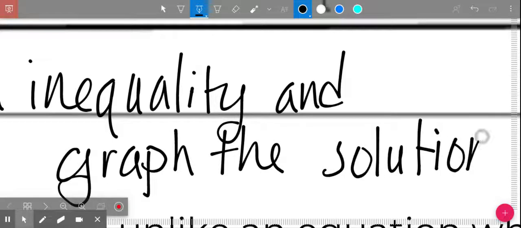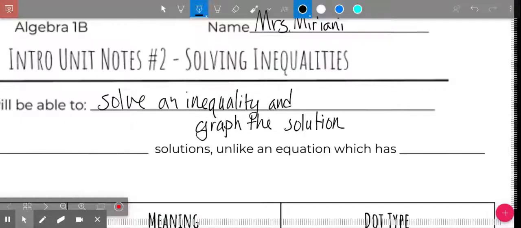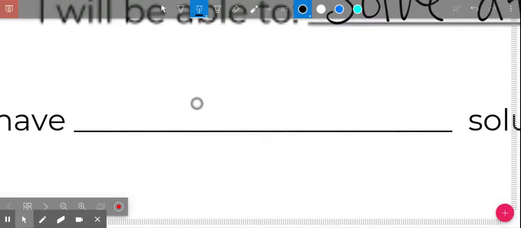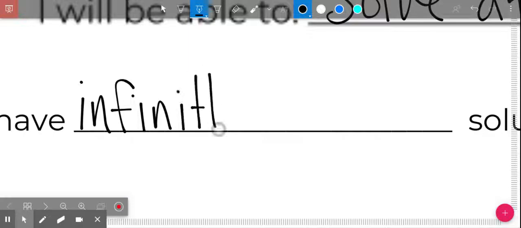So we're going to be solving our inequalities basically just like we did yesterday with the equations. And then we're also going to be graphing them. So we're going to be doing some graphing on those number lines like we did yesterday. So the main difference with inequalities is that an inequality can have infinitely many solutions. So remember, just like yesterday when we had infinitely many solutions, that means we're going to do some shading. So infinitely many.